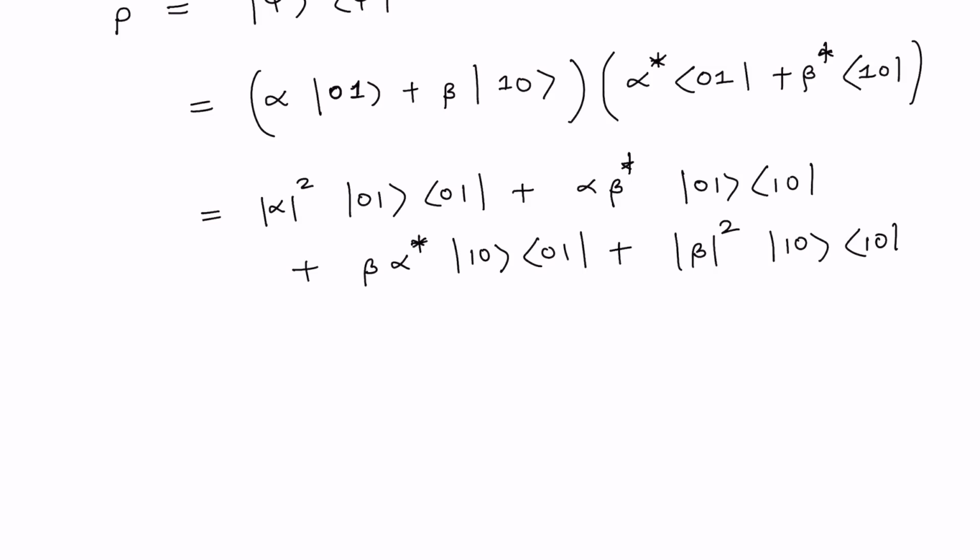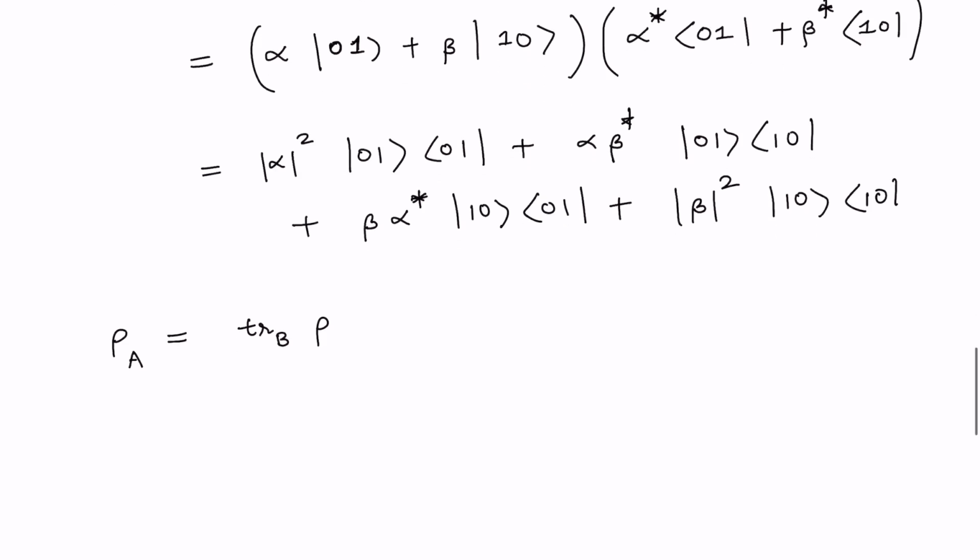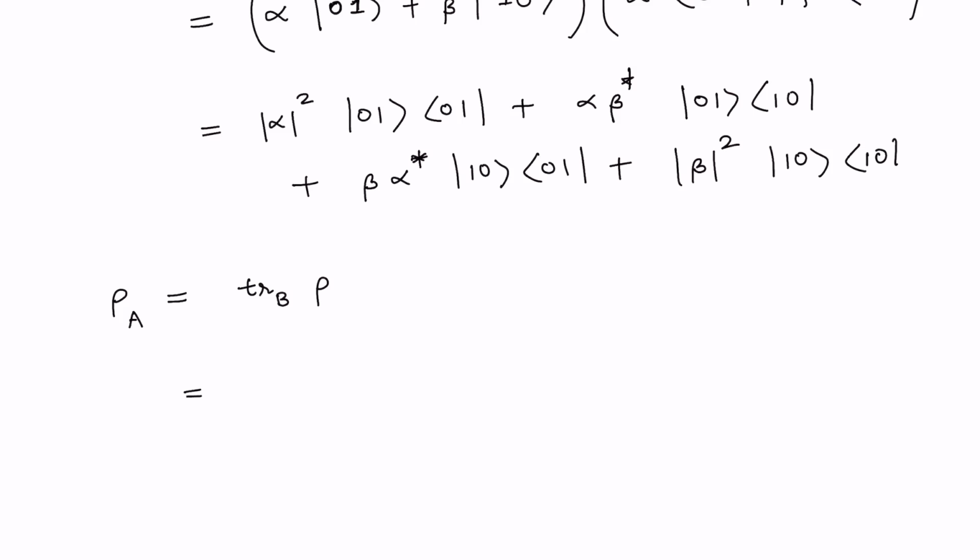Now say we are interested only in system A, then you know that you just have to trace out the system B, and we have already discussed how to do this tracing operation while we discussed the reduced density matrix formalism. And if you do that, this is going to give you the density operator for the system A, and you are going to find it to be, say, |alpha|². Please try to do it yourself. You will get it as |0⟩⟨0| plus |beta|² |1⟩⟨1|. The point to be noted here is that this belongs to the system A.